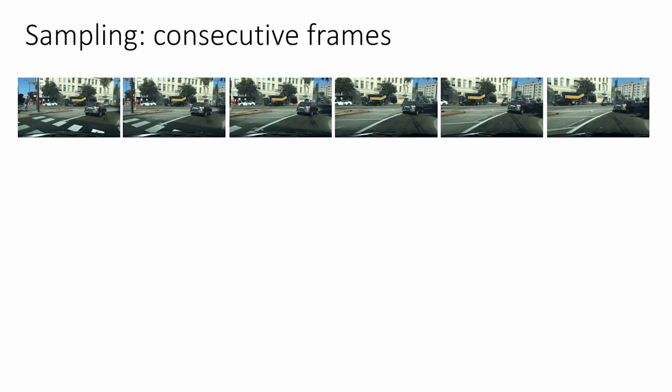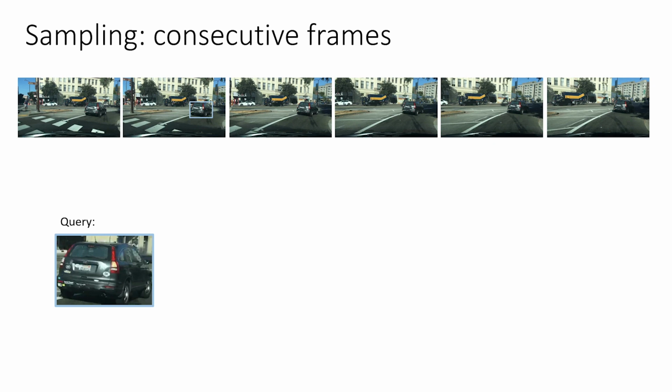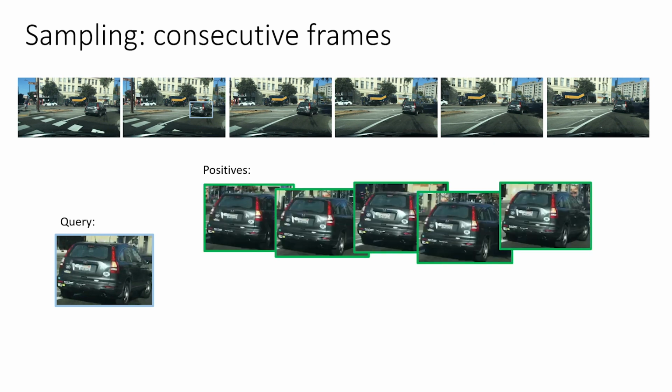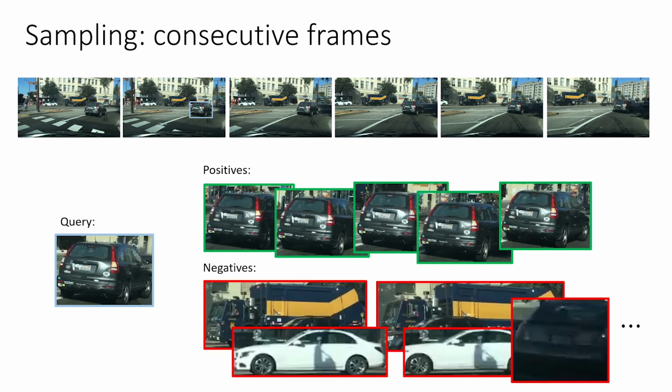Another approach from multi-object tracking is to sample consecutive frames from one video. This approach leads to a higher probability of sampling many positive examples, but with a very low variety of positive examples, as well as a low variety in the negatives since consecutive frames are sampled.